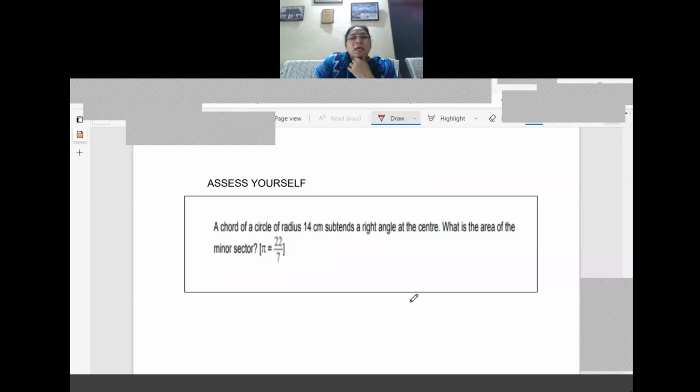The first question. A chord of a circle of radius 14 centimeter subtends a right angle at the center. What is the area of the minor sector? Pi value is 22 by 7. Just try, all of you.